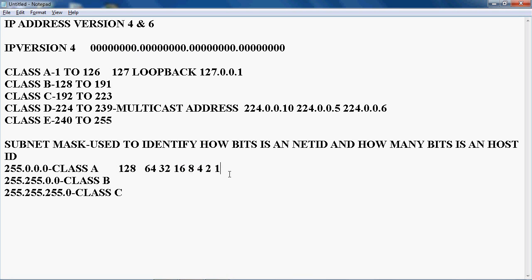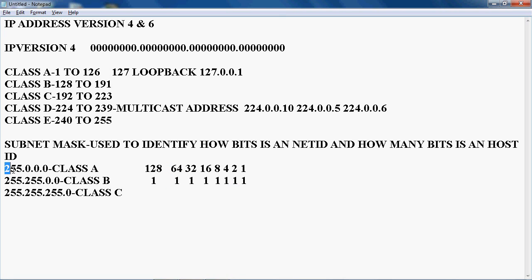So this 255, the first 8 bits should be 1. For example, 1 1 1 1 1 1 1 and 1. So these 8 bits should be added. If it is 1, the corresponding decimal value should be added. If it is 0, we do not need to add this decimal value.